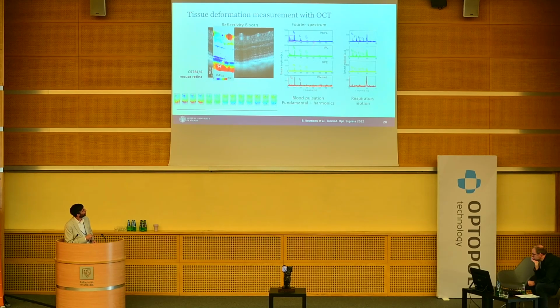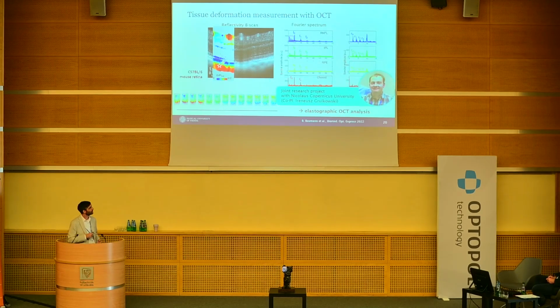Here, for example, we see two major components, one arising from blood pulsation with some harmonics, and the right-hand side is a zoom-in into this low frequency box. This is from respiratory motion. And we believe that such data can be useful for performing some kind of elastographic analysis, and this is actually the subject of a research project we are having with the Nicholas Copernicus University, where we try to make some useful data out of these elastography images of the eye.